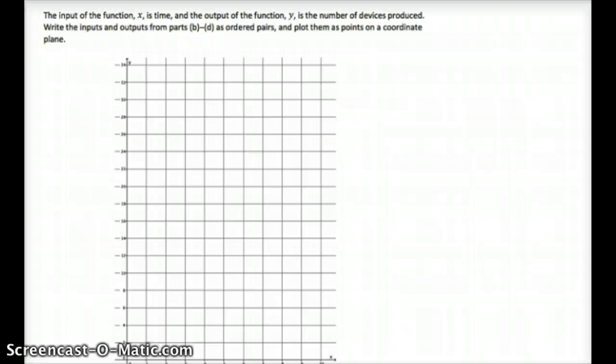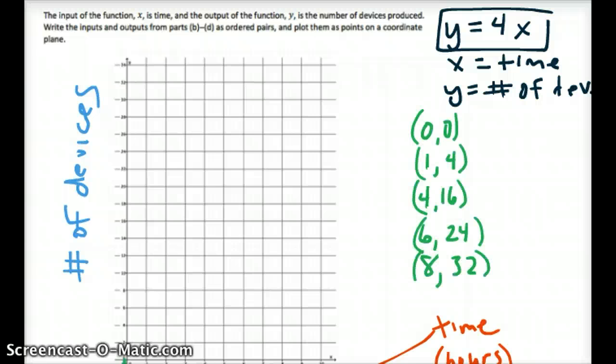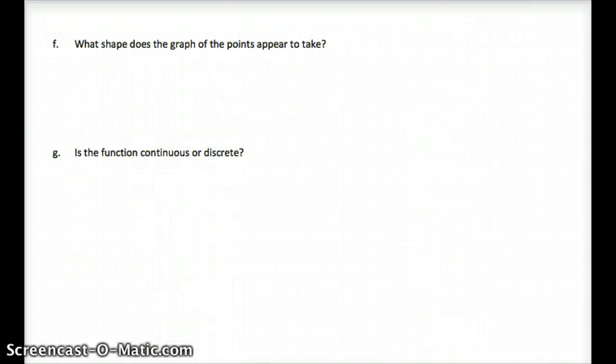The input of the function x is time, and the output of the function y is the number of devices produced. I'm going to label that right now. Okay, I also rewrote my equation, and x is time, y is number of devices. Write the inputs and outputs from parts B through D as ordered pairs and plot them as points on a coordinate plane. I made a list of the coordinates from the previous problems in green. I plotted the points as green dots, and I drew as straight of a line as I could.